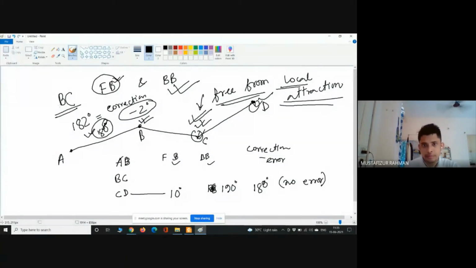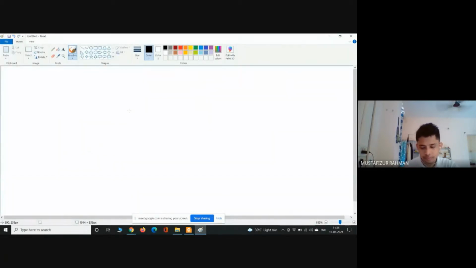But what we do in the field, maybe everywhere we have local attraction. So in the field, we will consider the line where the local attraction is minimum. That line we shall consider, and we shall divide the error between both these stations suitably, and then we shall consider that line error free, and proceed in the same way. So this is about correcting local attraction in numericals involving forward bearing and back bearing.